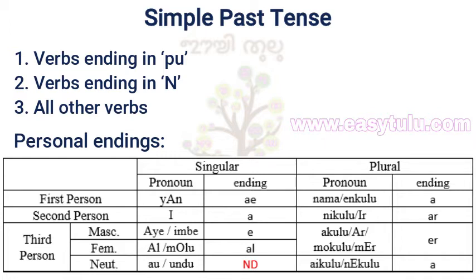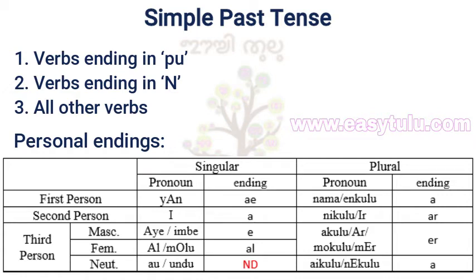Third person neuter singular au or undu, personal ending is do. In simple present tense, it is undu. In uncertain future tense, it is u. In simple past tense, it is do. So only third person neuter singular personal ending changes in different tenses. All other personal endings are same in all the tenses.